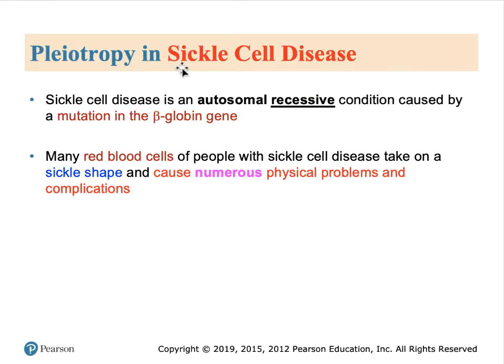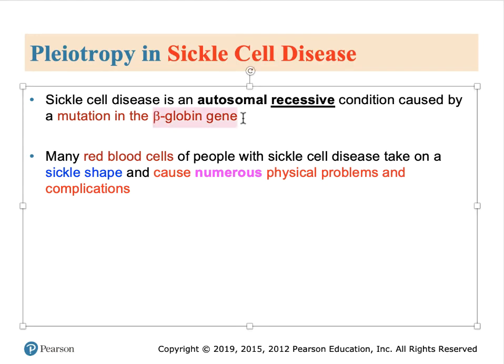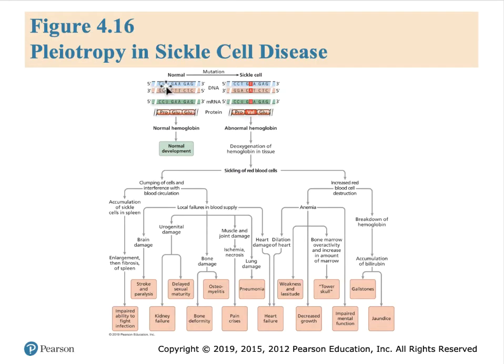In the case of humans, sickle cell disease comes under the same title. Sickle cell disease is an autosomal recessive condition where a protein called beta globin is mutated. And beta globin is an important component of the hemoglobin molecule in terms of carrying oxygen around the body. So many red blood cells of people with sickle cell disease take on a sickle shape and cause numerous physical problems and complications. So a single mutation can lead to a devastating set of outcomes, not all of which may be present in one individual.